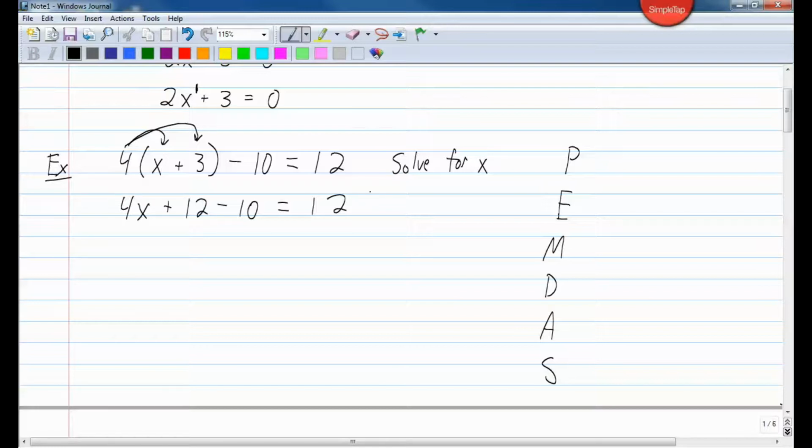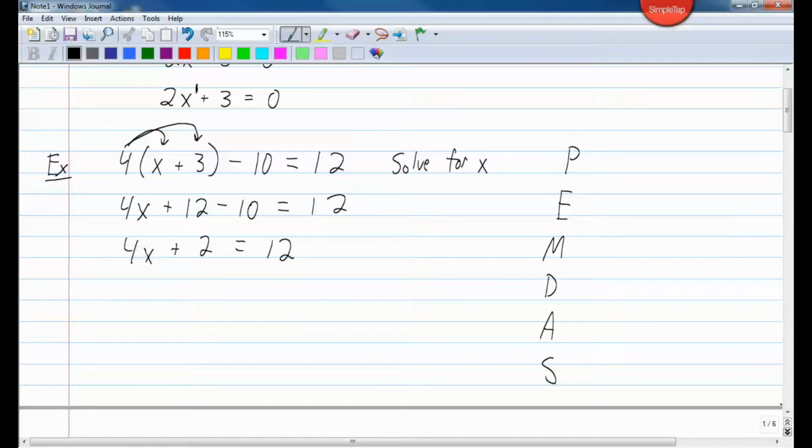The next thing that I need to do: I've done all of my multiplication and division, for now anyway, there's nothing to divide, there's nothing to multiply, so I need to do addition and subtraction, left to right. I have a plus 12 and a minus 10. Positive 12, negative 10. They have different signs. So subtract, 12 minus 10, and then keep the sign of the larger number. A positive 12 and a negative 10 give you a positive 2. Now I've simplified this linear equation down.